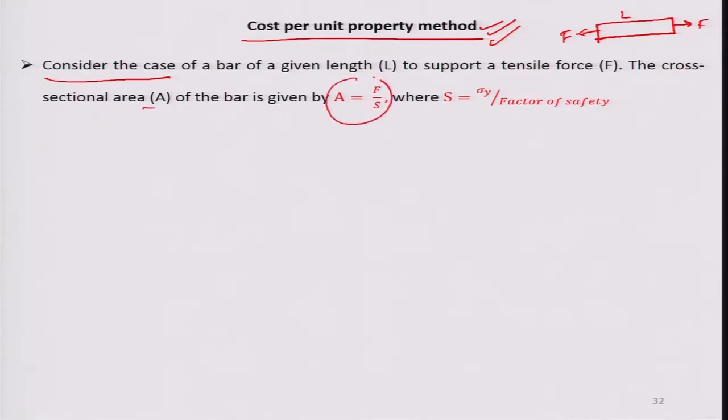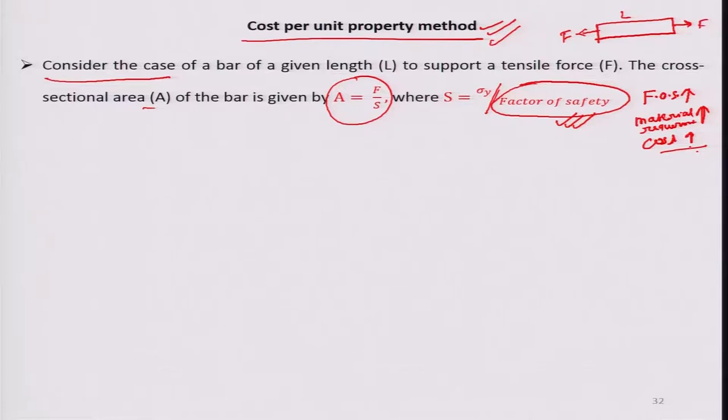So that will be given by A equal to F by S, where S is equal to sigma Y divided by the factor of safety. Factor of safety is a very important term in the mechanical design of material. So you will have to consider that factor of safety. An increase in factor of safety will increase the amount of material required, and the cost. So you will have to select the factor of safety very intelligently for your particular product which is to be used in a certain operation.